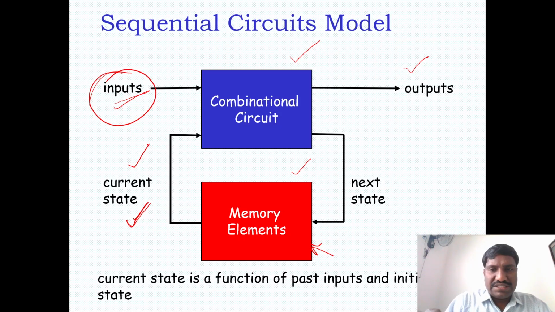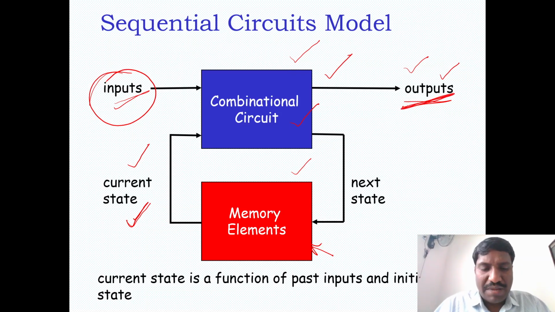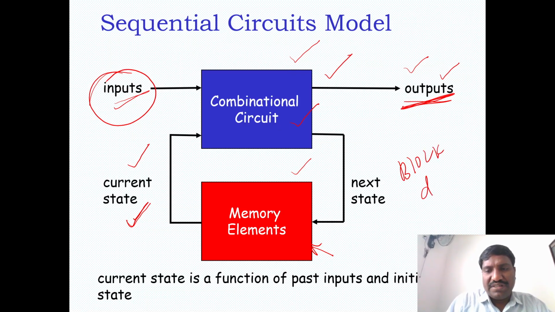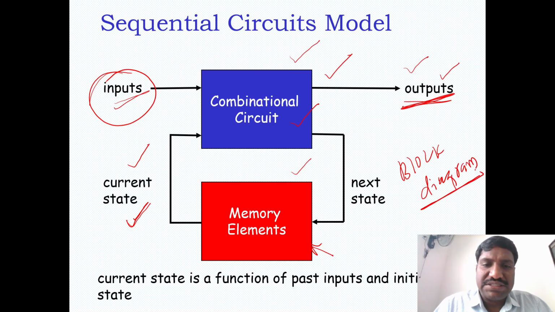So there is a combinational circuit, and we are getting output. The output may come from the combinational circuit, or from the memory elements, or from both together. We can take the output in any manner because it is a general block diagram. It just shows how exactly a sequential circuit looks. Anyhow, we will see this in detail.